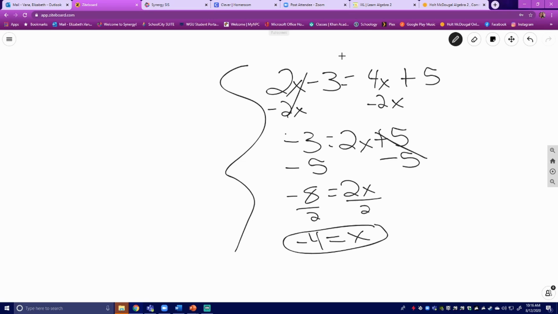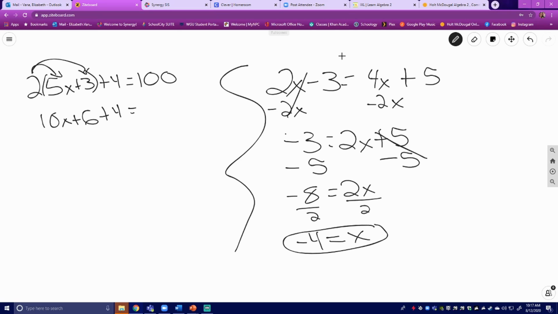Now, what about 2 times 5x plus 3? Then we're going to add 4, and all of that equals 100. The first thing I'm going to do is actually distribute. 2 times 5 is 10. 2 times 3 is 6. And then we still have that plus 4 at the end. Equals 100.